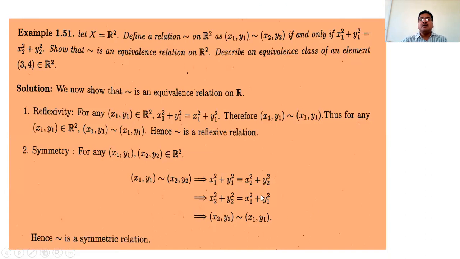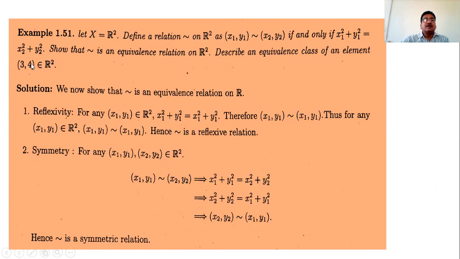Next example is again of the same type. Suppose R square is the given set and the relation is defined as follows: (x1, y1) is related to (x2, y2) if x1 square plus y1 square is equal to x2 square plus y2 square. Show that this relation is an equivalence relation and describe the equivalence class of the particular element (3, 4).